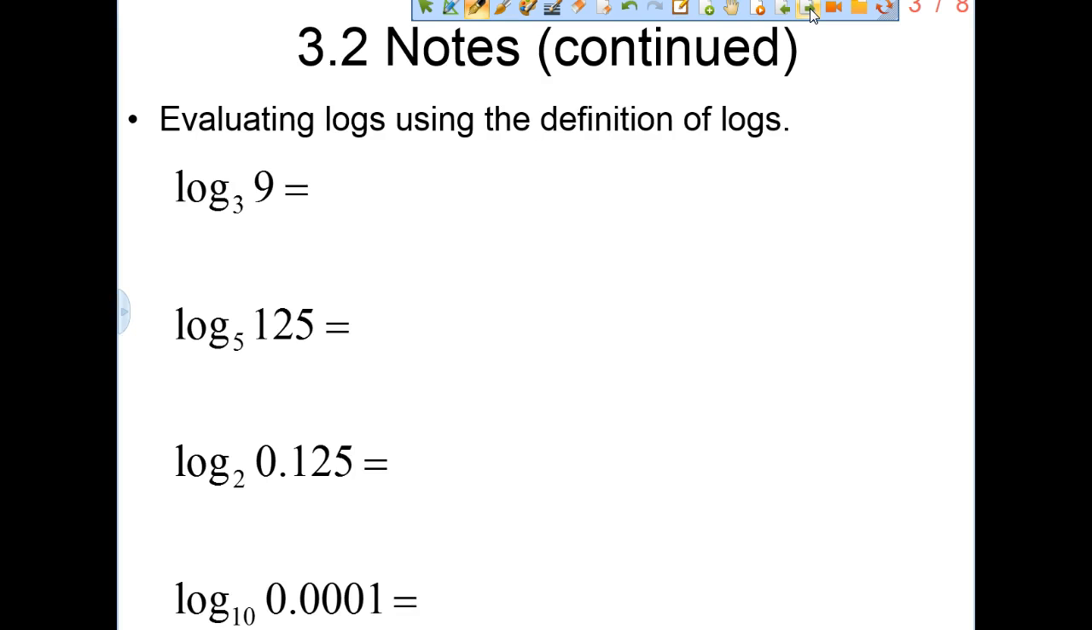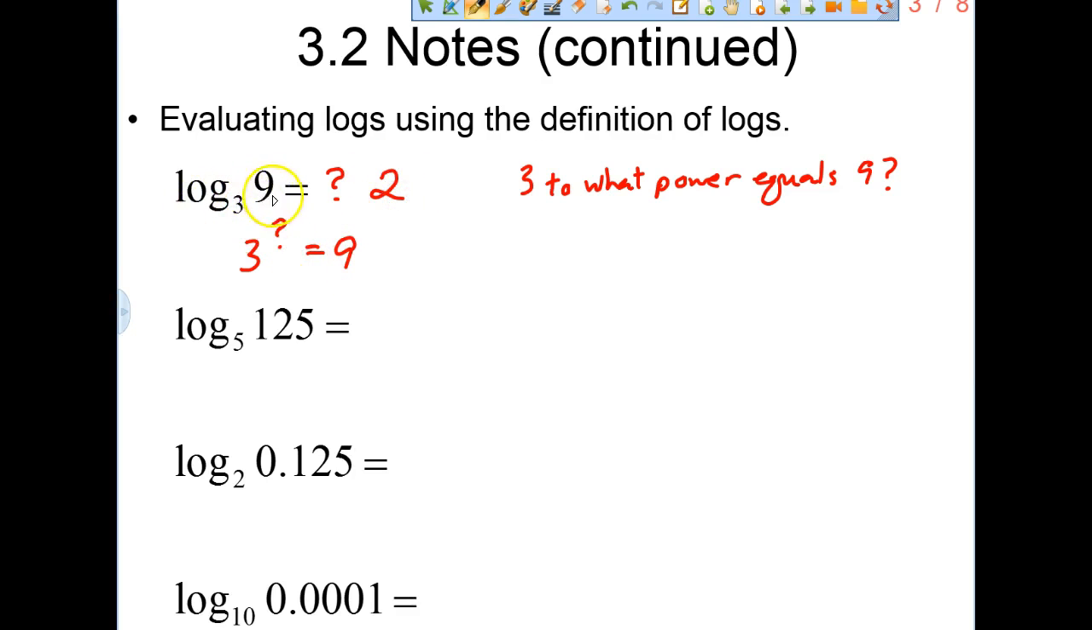All right, so now it says, evaluate logs using the definition of logs. All right, so if I have the log base 3 of 9, so what does that equal? Well, what does that mean? It means that 3 to the what power equals 9. So we ask ourselves, 3 to what power equals 9. That is how we figure out what the log base 3 of 9 is. And of course, 3 squared is 9, right? So the answer is 2. Log base 3 of 9 is 2. Why? Because 3 squared is 9.